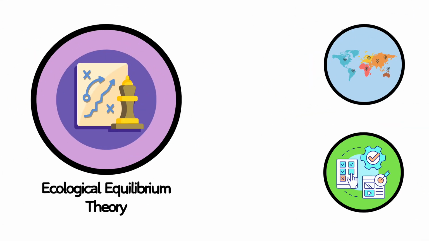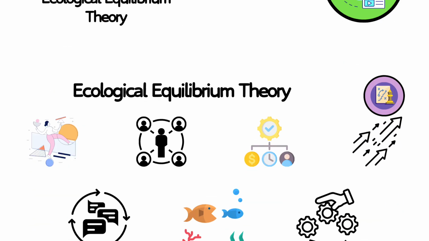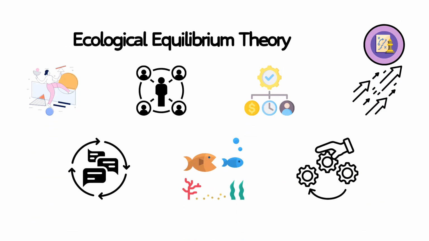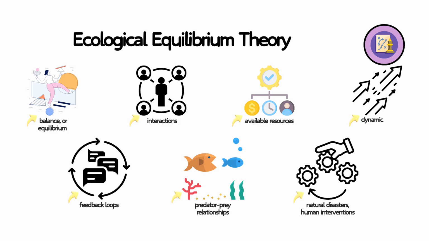7. Ecological Equilibrium Theory. Ecological equilibrium theory discusses the stability and sustainability of ecosystems. It posits that ecosystems can reach a state of balance, or equilibrium, where species populations remain relatively stable, supported by their interactions and the available resources.